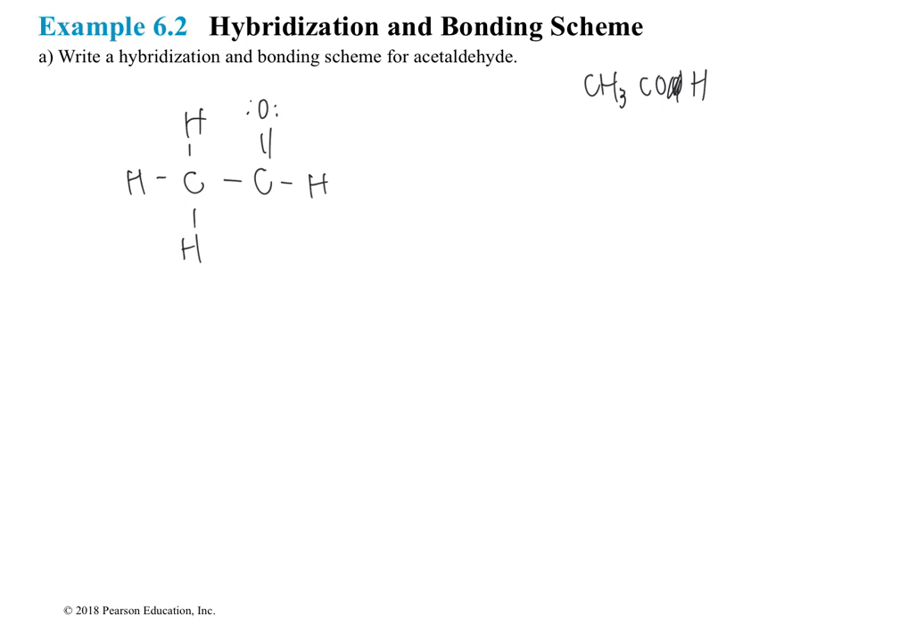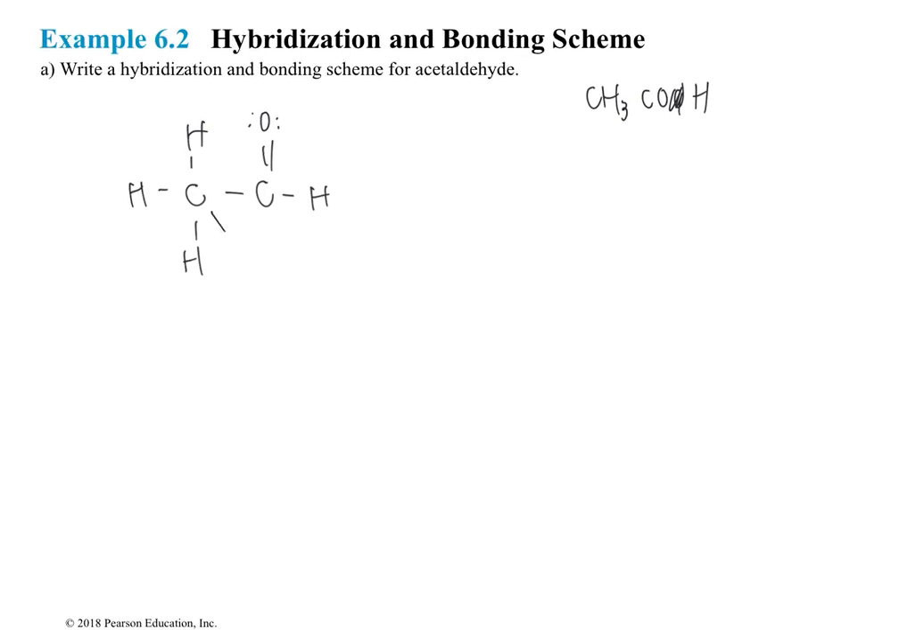And just knowing that, we can already see that this carbon here is tetrahedral, right? 4 domain or 4 electron groups, so that means it's going to be sp3. This carbon here has 3 electron groups, so we know it's going to be sp2 hybridized.